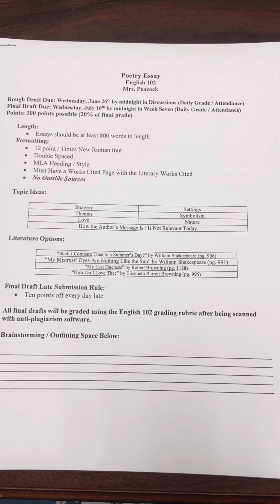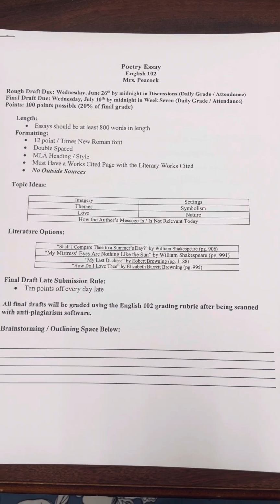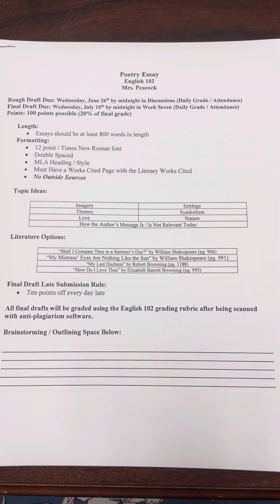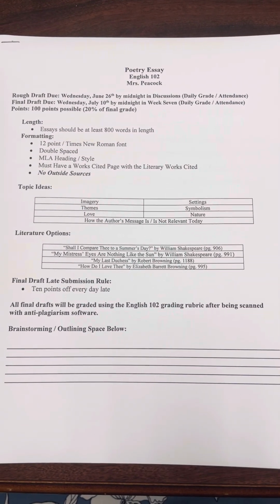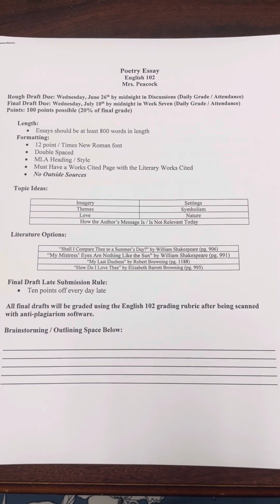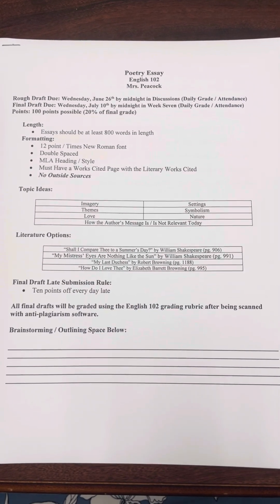So the rough draft will be due Wednesday, June 26th by midnight in discussions. And just like we did for the research paper, you'll have peer review. And then the final draft will be due Wednesday, July 10th by midnight in the week 7 content folder. And this paper is worth 20% of your final grade.